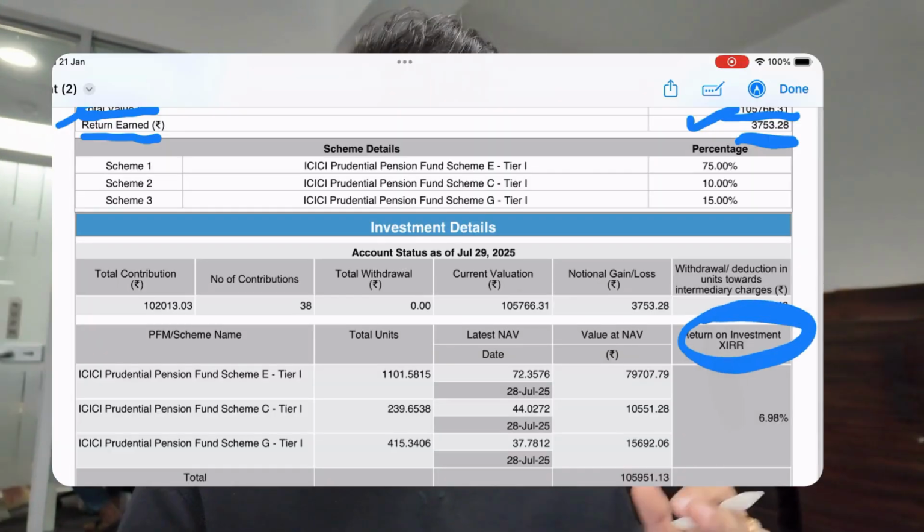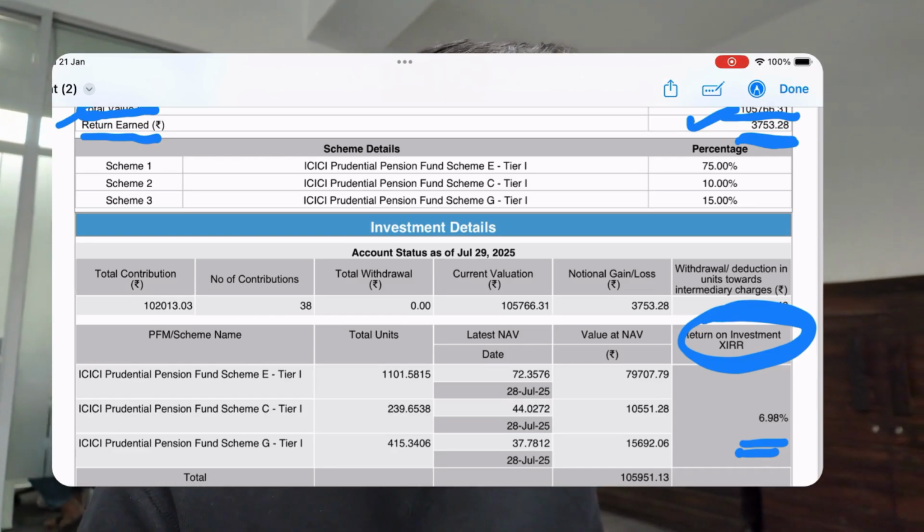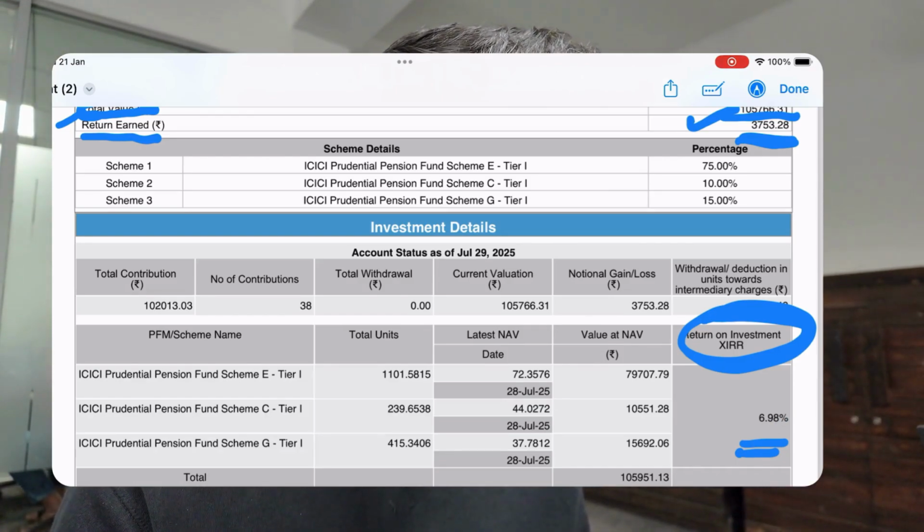The fourth and the most important one is the amount that you have gained, the XIRR. Since you have invested multiple times, it is XIRR, the return on investment.